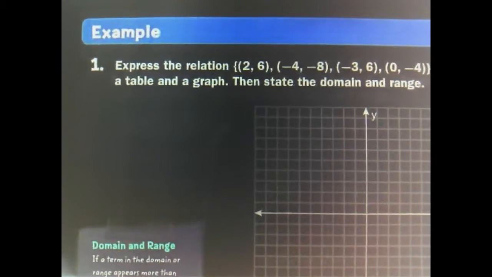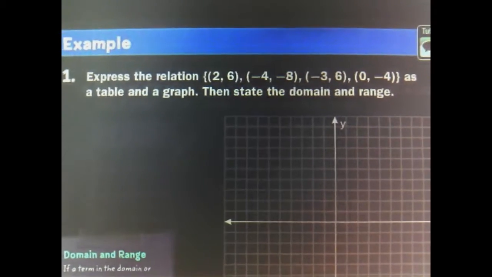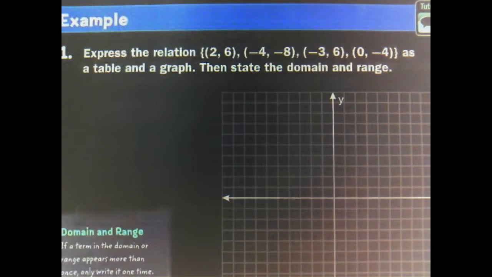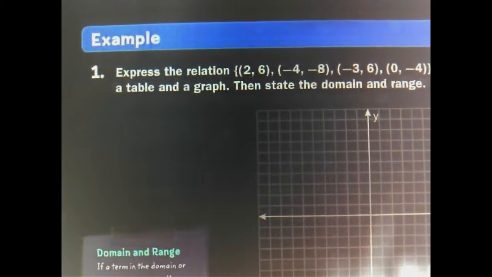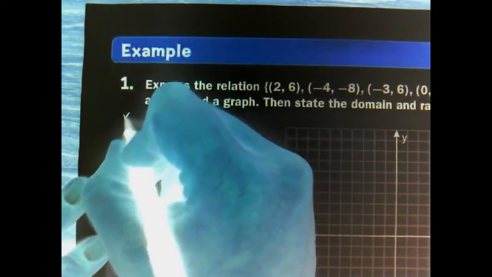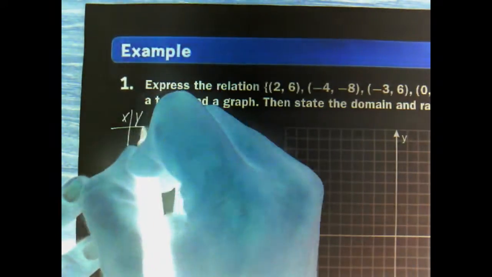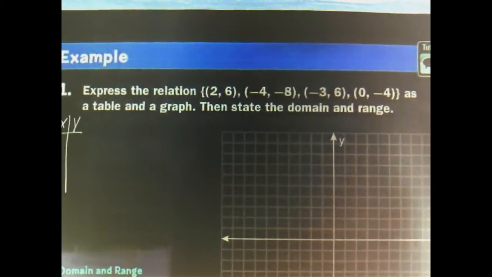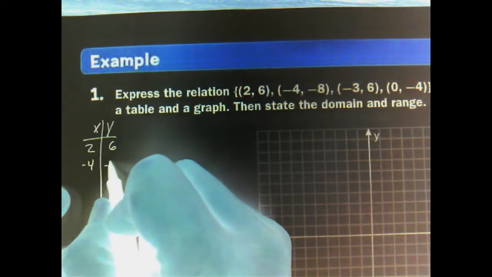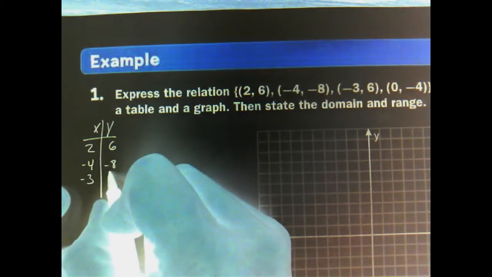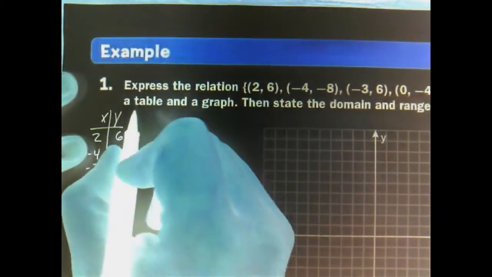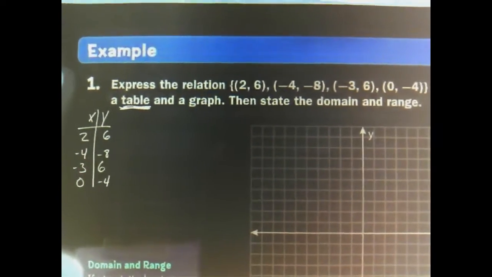Over on to example number 1. It says express the relation as a table and a graph, then state the domain and range. So the first thing we want to do is express it as a table, and we could just make a simple xy chart. X on one side, y on the other, and then you just list all of your points in there. 2 goes with 6, -4 with -8, -3 with a +6, 0 with a -4. Okay, so that's our table right there.